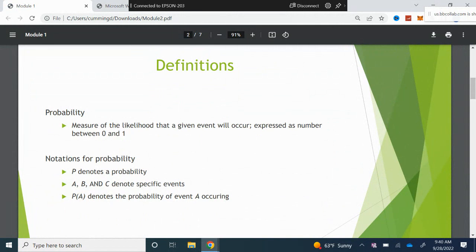All right. And it's expressed as a number between 0 and 1, right? Probabilities can never be negative, and they can never exceed 1. All right, so probabilities are trapped in between 0 and 1.